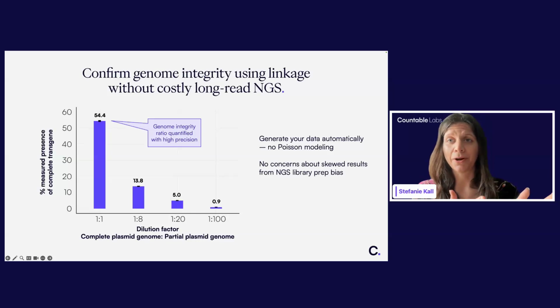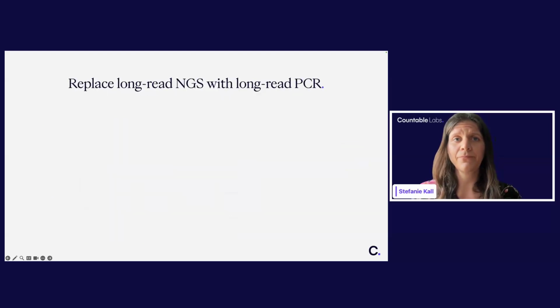Again, the data is generated automatically. You just get counts out of this. There's no pause on statistics or modeling. And there's no concerns, if you were trying to do this with NGS, about skewing your results with library prep bias.